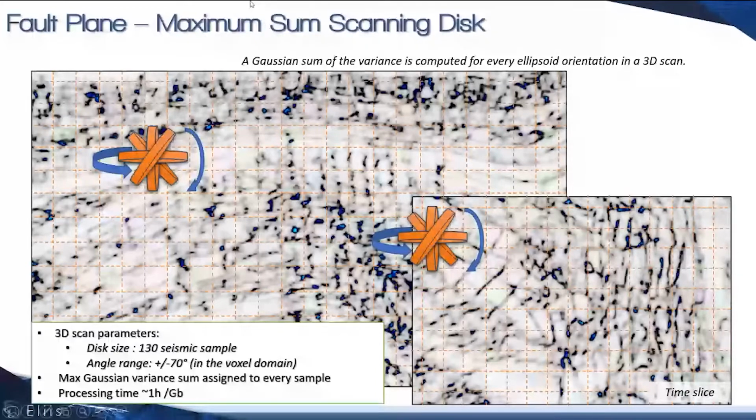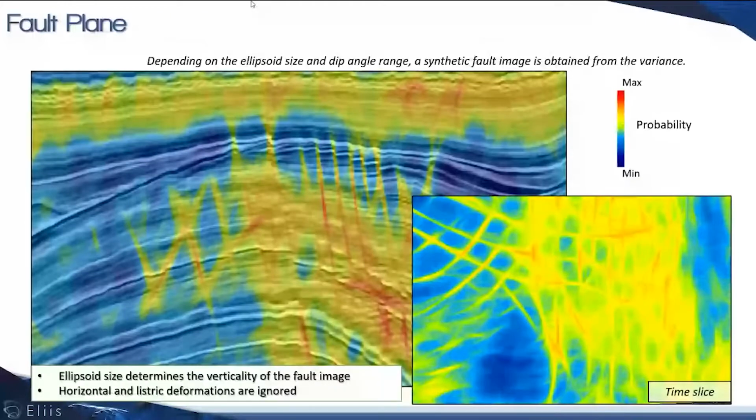We rotate the scanning disk in every possible orientation to get the best sum of the variance, and we store the maximum best sum at the voxel location in the end. This is what is going to be the value of the fault plane. We run this best sum on every voxel of the variance, and we end up with the fault plane, which you can see here in line with the co-rendering of the seismic and in time slice as well. So we end up with this kind of fault probability volume.